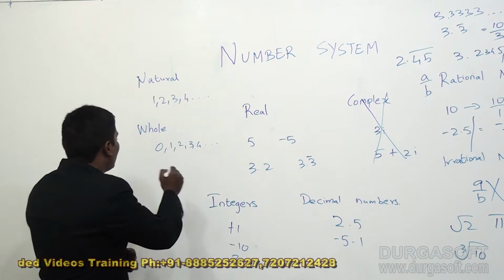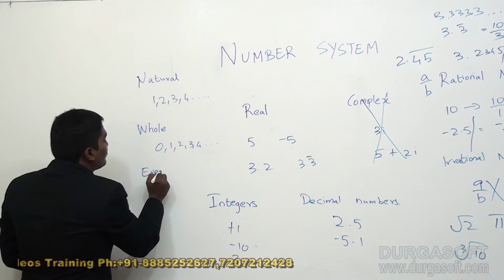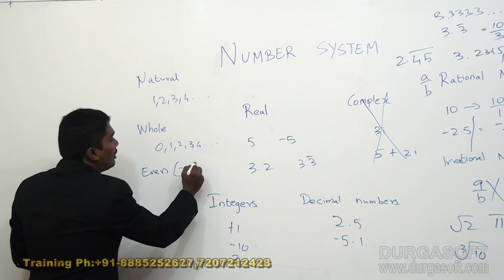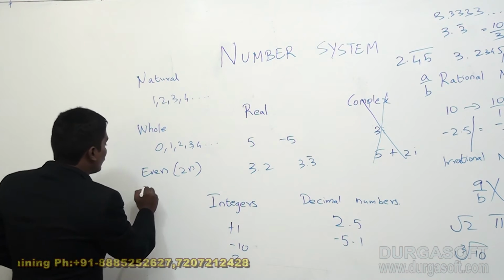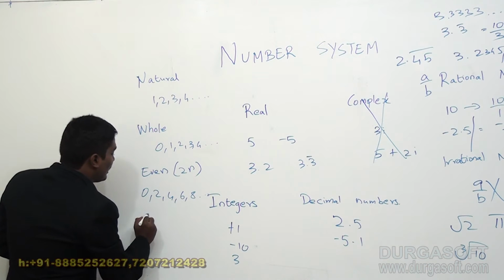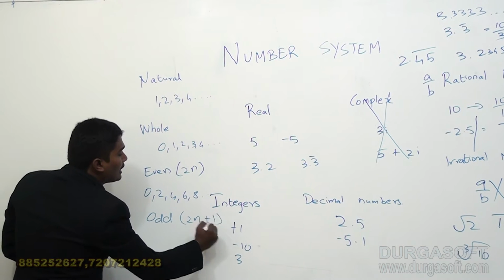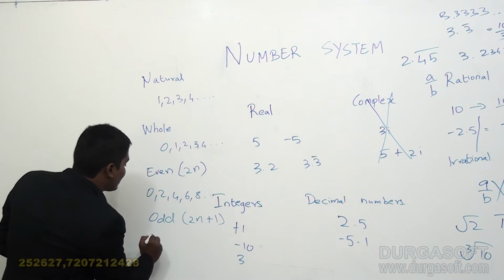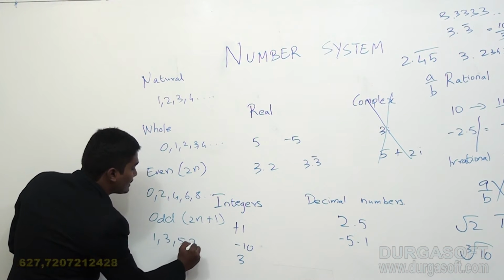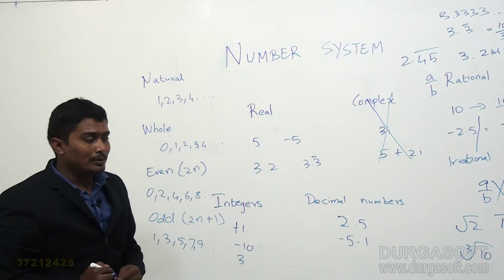The next classification I can say is even numbers and odd numbers. Even numbers will take the form of 2n, or in other words, they will be divisible by 2. So 0, 2, 4, 6, 8 and so on. And odd numbers will take the form 2n plus or minus 1. So 2n plus 1 I will consider. In this case it is 1, 3, 5, 7, 9 and so on. So these are called odd numbers, and these are even numbers.